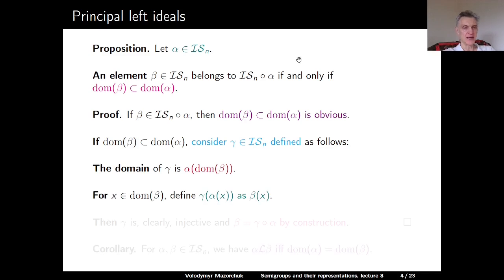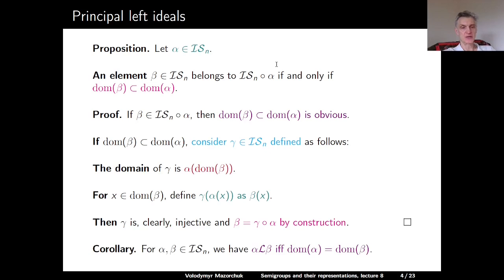Next, for an element x in the domain of beta, we define the value of gamma at the element alpha of x as beta of x. Then gamma is of course injective on its domain, and by construction beta is equal to gamma after alpha. Corollary from this proposition: for two elements alpha and beta in ISN, we have that alpha is left equivalent to beta if and only if the domain of alpha is equal to the domain of beta.